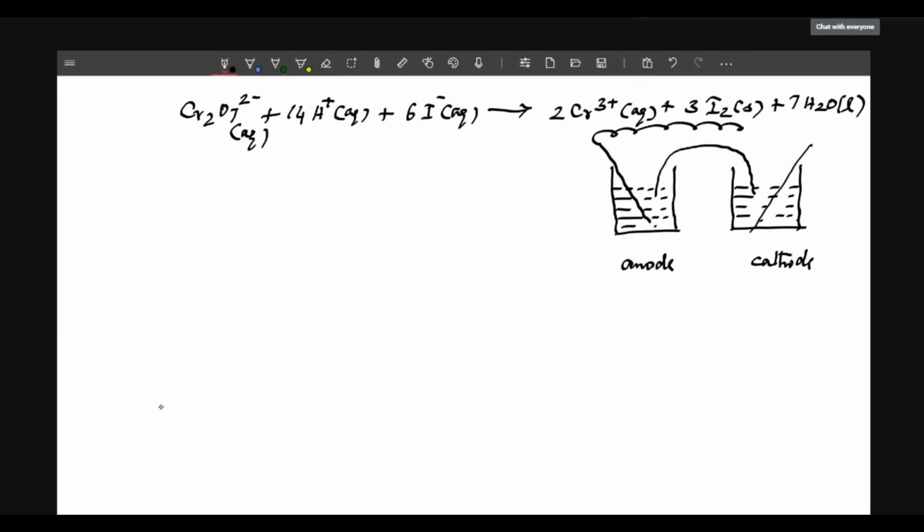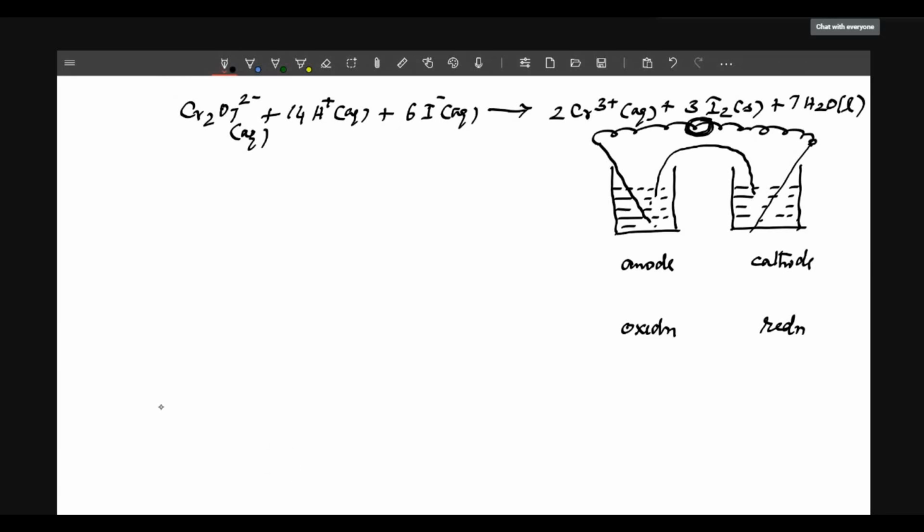Externally, the circuit is completed. You can make use of a voltmeter there. Now our task is to describe this voltaic cell. How to describe this voltaic cell? Here at the anode, which reaction is taking place? Oxidation. And at the cathode, reduction. Therefore, first identify which is undergoing oxidation and which is undergoing reduction.